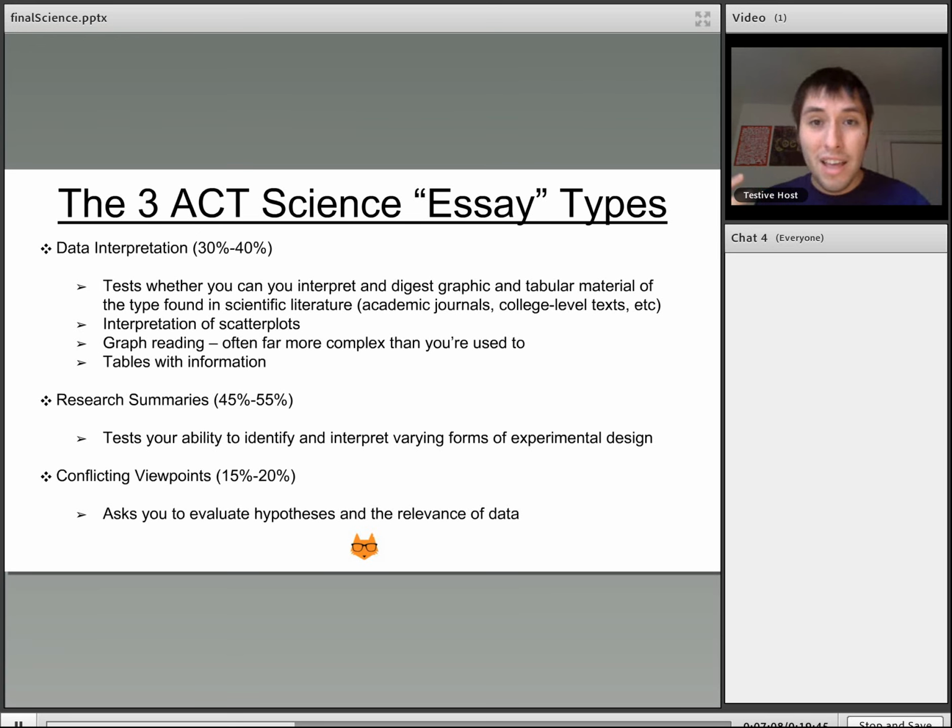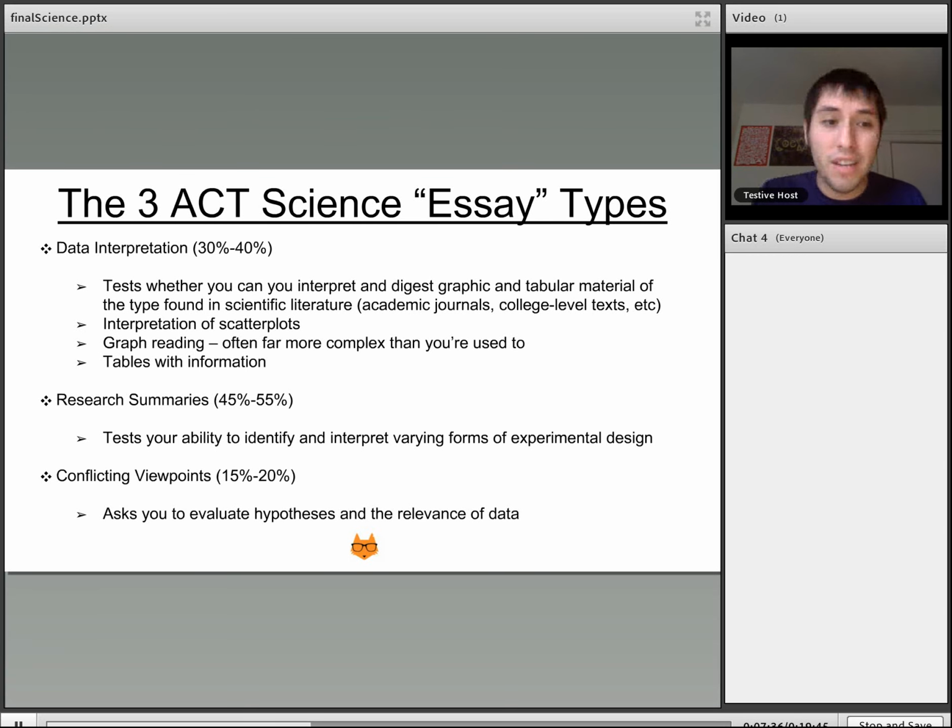For some people, these are the hardest questions because the graphs and the tables look very complicated and they take a long time trying to digest the information provided there. For others, it turns out it's easier because there's less text and they have a more visual representation of what the essay is talking about. Well, then you also have research summaries, and these make up 45 to 55% of the test. So potentially more than half of your test will be just research summary questions.